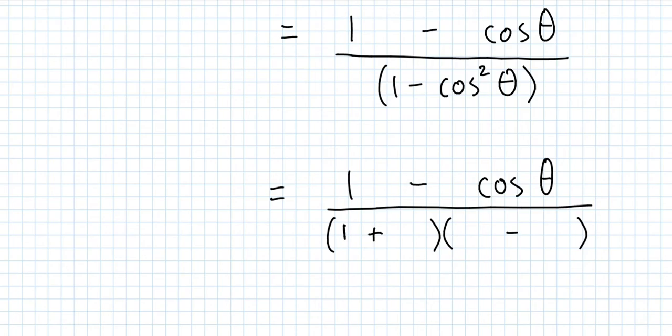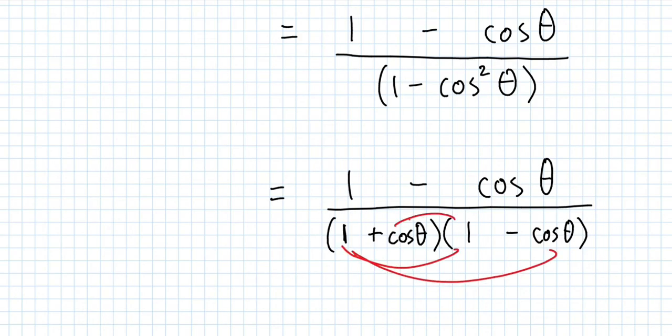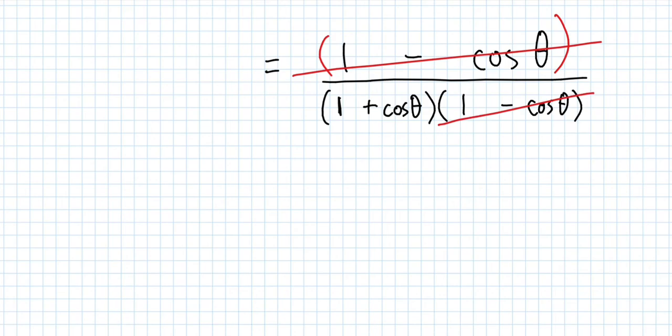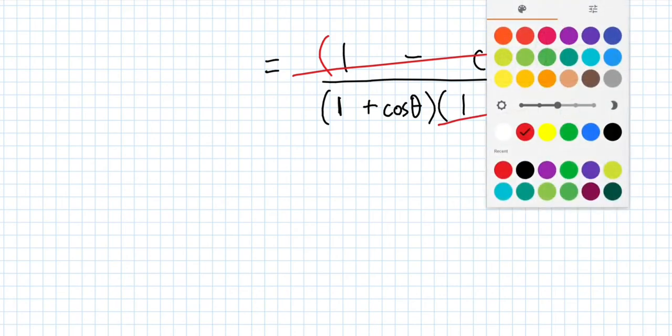So we have 1 plus cosine theta multiplied by 1 minus cosine theta. And when you multiply these out, you're going to get 1 minus cosine squared theta. So all we did is factor that. We factored the difference of squares. Why? Well, because in the next step, you can see that the numerator can cross out with this term. Awesome. So what are we left with?